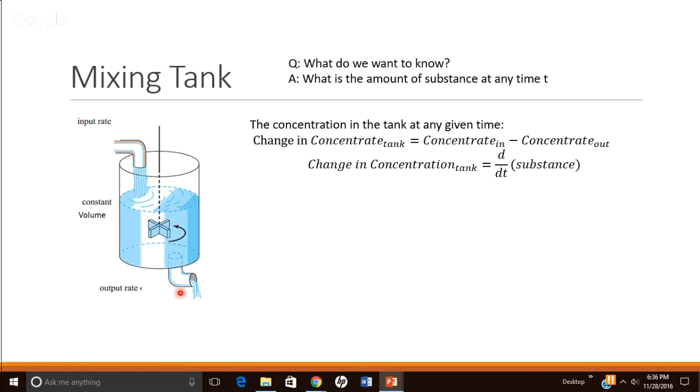And we can look at it as a derivative. It's a rate of change that's going on in that tank. So it's the rate of change of that substance with respect to time. So this is a differential equation. We just don't have it quite written as a differential equation yet, but we do know what the derivative in that differential equation is: the rate of change of the substance with respect to time.